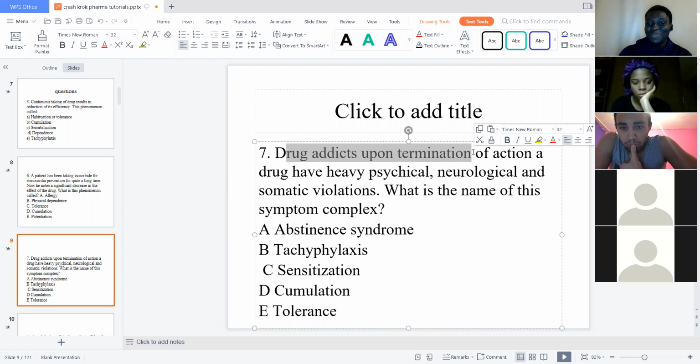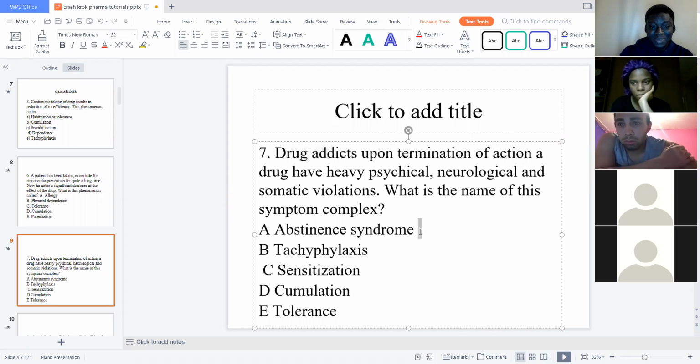Hudson, it's Amin's question. When it gets to your turn, you answer. Okay, Amin, the answer is abstinence syndrome. Abstinence syndrome simply means it occurs in drug addicts. When they stop taking the drugs, they have symptoms, physical and neurological. Okay, so tachyphylaxis is tolerance that occurs within a day.